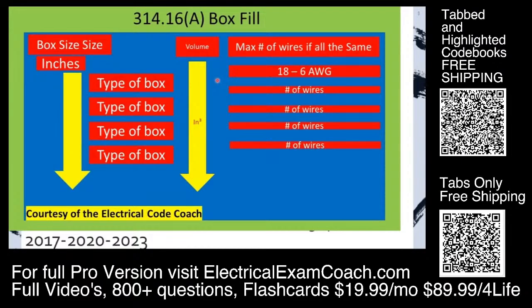And the reason it's cubic inches is because we have 3 different measurements. We have 4 by 4 by whatever the depth is. In this column, you're going to find the maximum that you're allowed to fill each box.